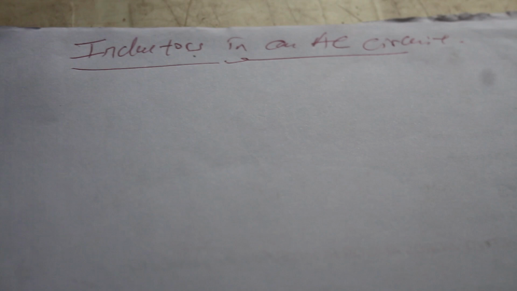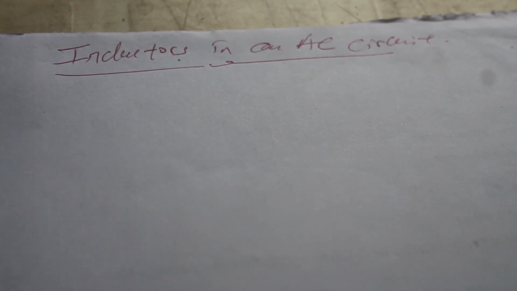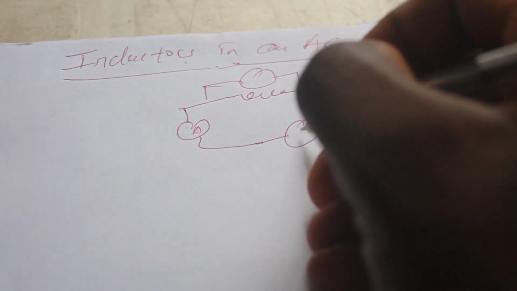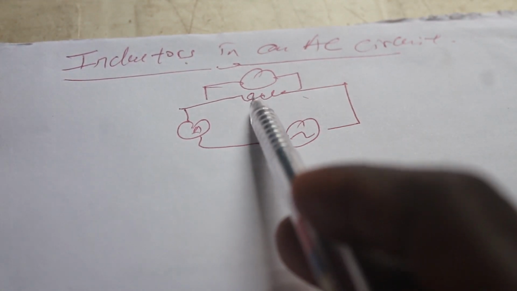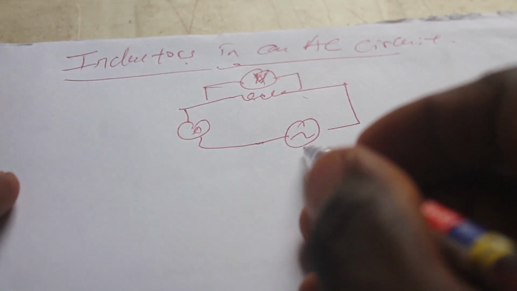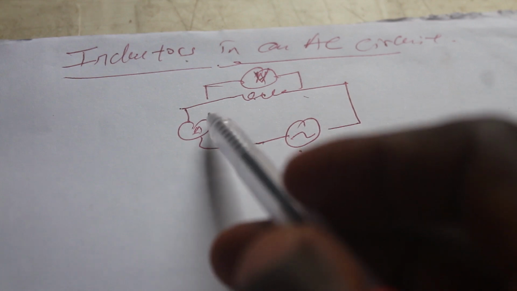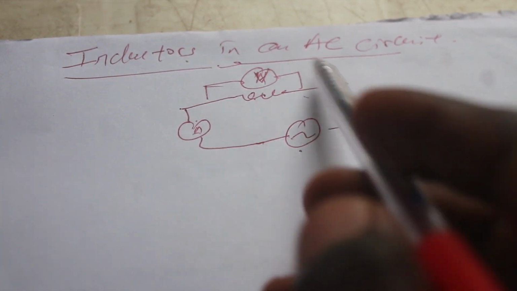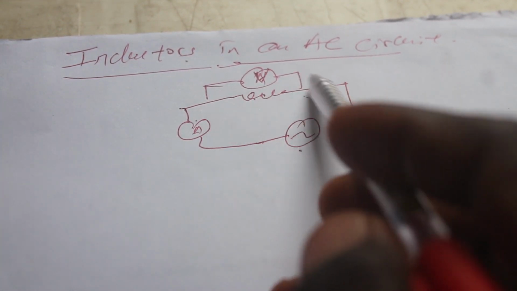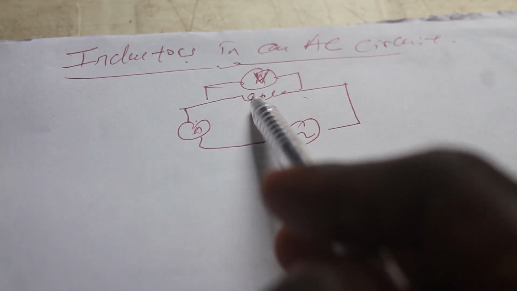So today we're going to be talking about inductors in an AC circuit. You see, let's say here is a simple AC circuit. This coil here is known as an inductor. And of course, here is the AC source. Here is the ammeter. The voltmeter is connected, sorry, from both ends of the inductor.